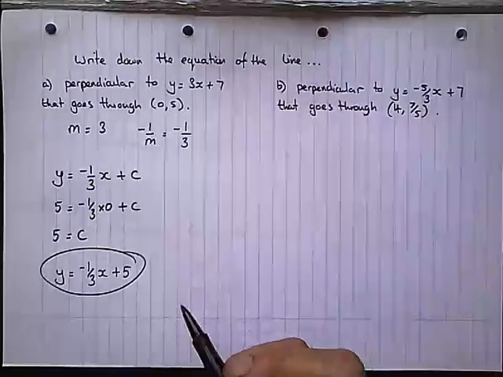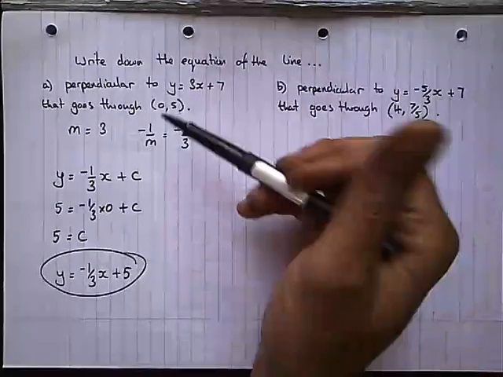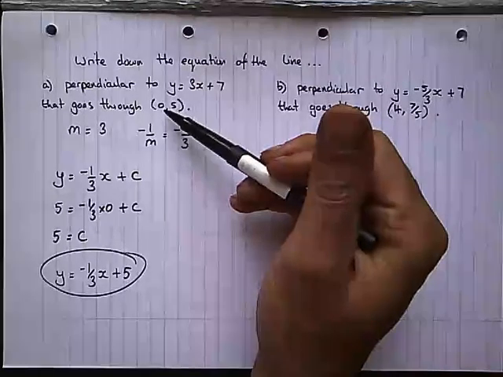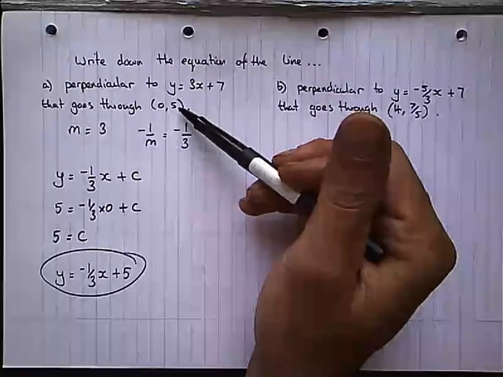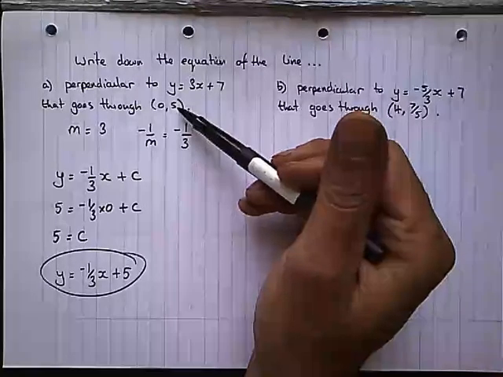And when I said you might have already figured it out, whenever you have an x coordinate of 0, that means it's crossing the y-axis when x is 0. So you know that this is the y-intercept.